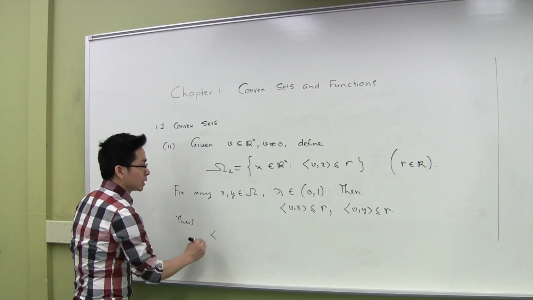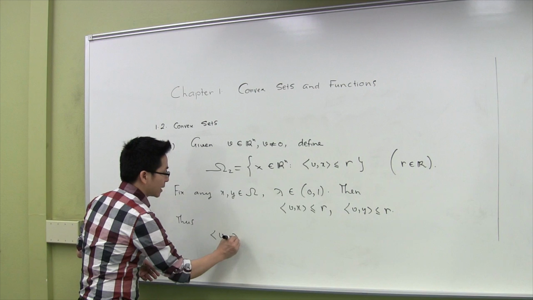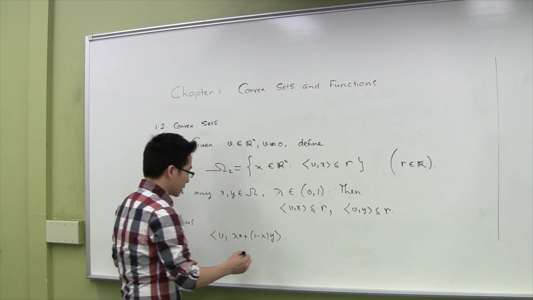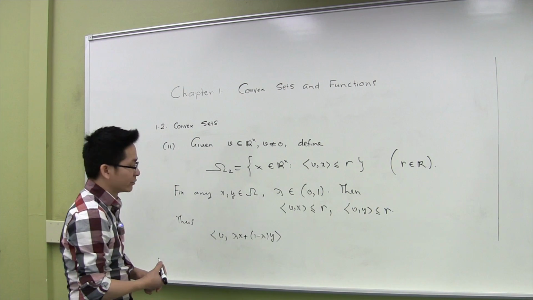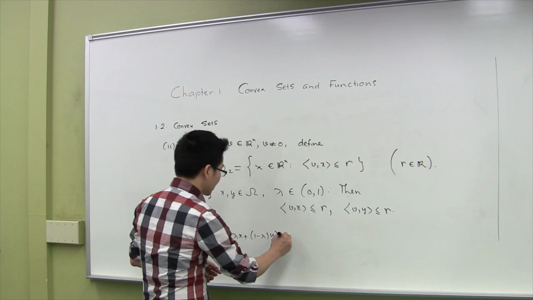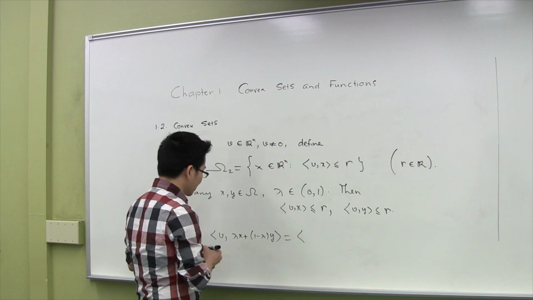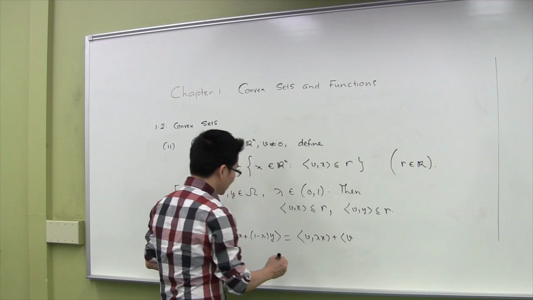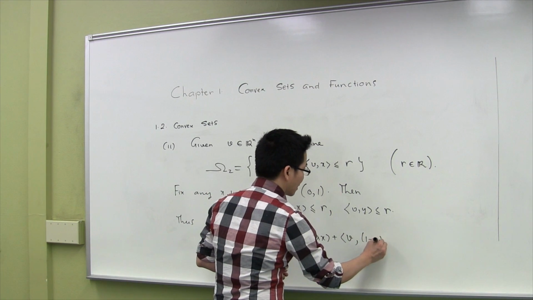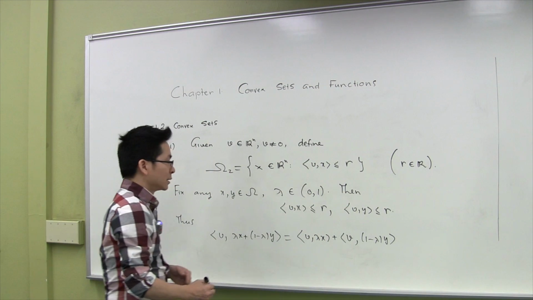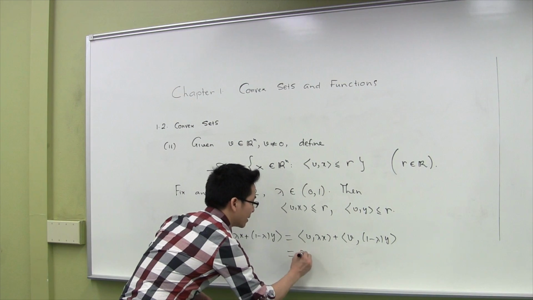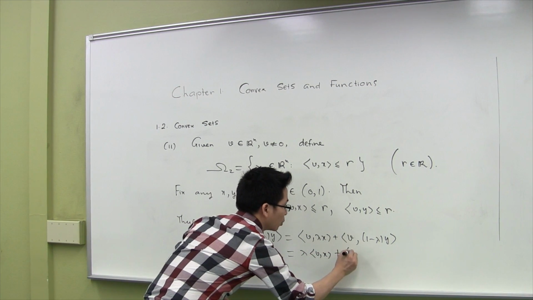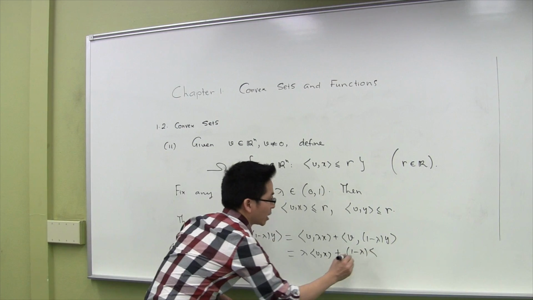the inner product of v and lambda x plus (1 minus lambda) y, by the distributive property of the inner product, is equal to the inner product of v and lambda x plus the inner product of v and (1 minus lambda) y. Okay, so this is just equal to lambda times the inner product of v and x plus (1 minus lambda) times the inner product of v and y.